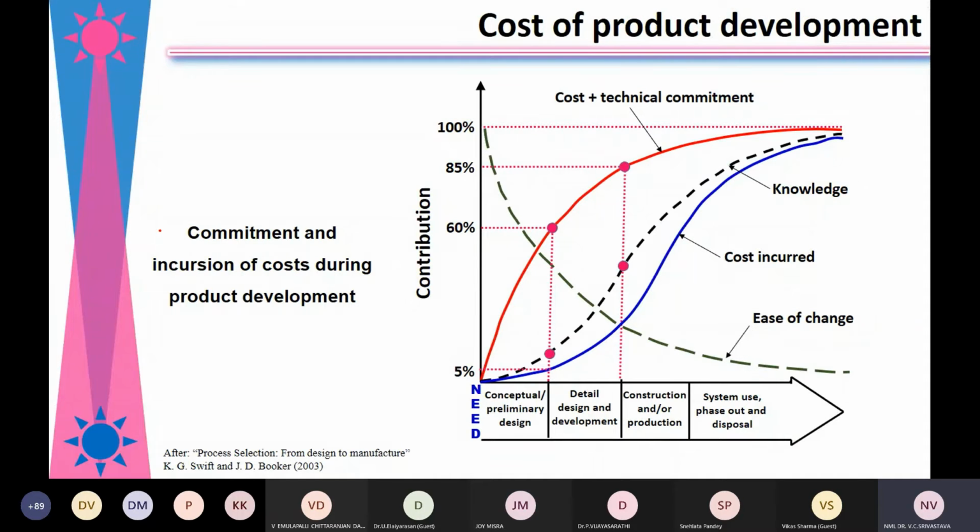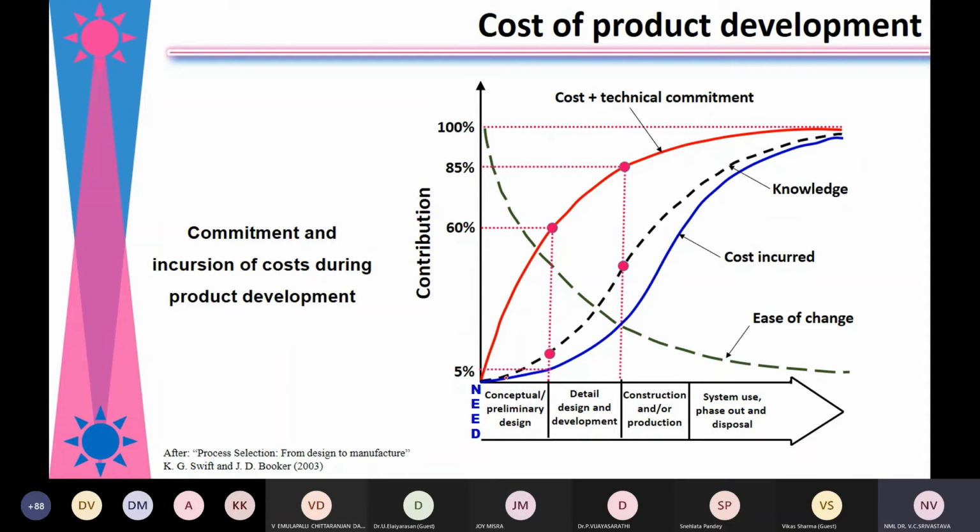Now, there is a cost of product development. How to determine it? For example, in the beginning, when you conceptualize a product, you make a preliminary design of how the product should look and what functions it should perform. Here you will have a very small cost, since there is no product as such and you are not processing it. So the cost incurred will be very less, but your commitment will be very high. Due to high commitment to the market as well as to your organization, this cost plus technical commitment is very high here. And knowledge will be less because you are still conceptualizing it.